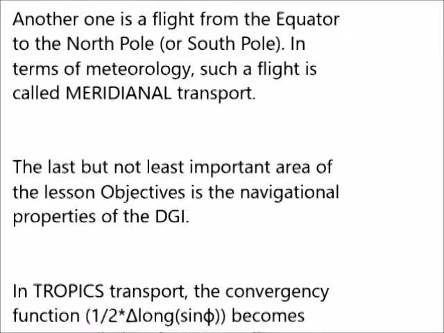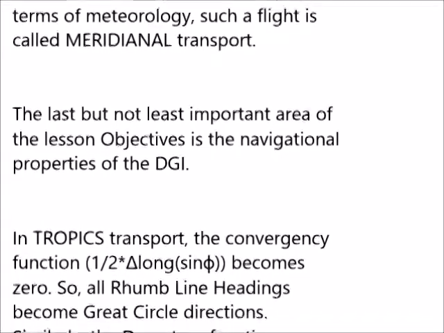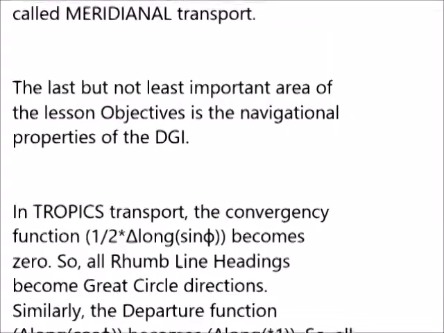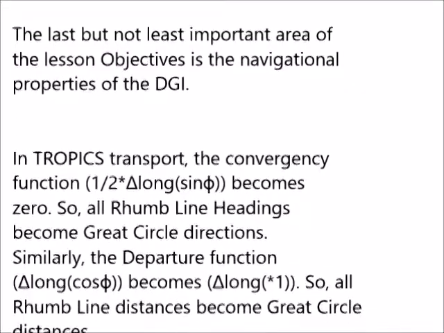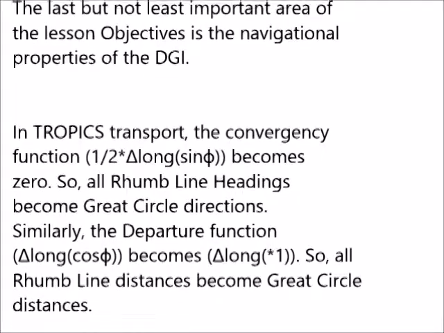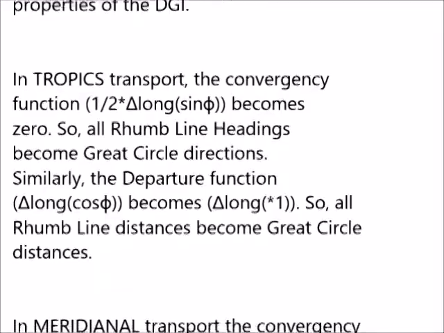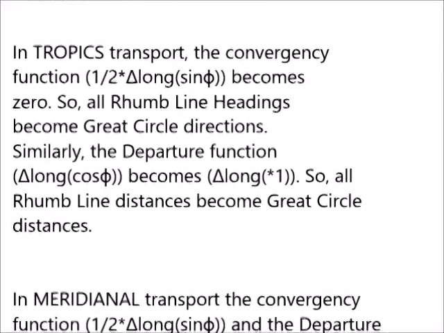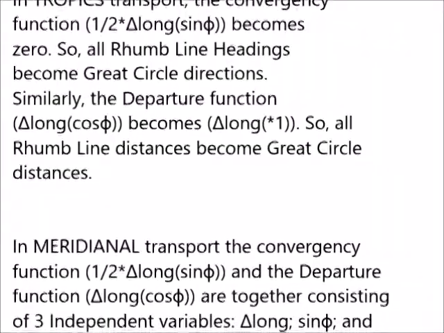In tropics transport, the convergency function, half the change in longitude times sine phi, becomes zero. So all rhumb line headings become great circle directions. Similarly, the departure function, the change in longitude times cos phi, becomes the change in longitude times 1. So all rhumb line distances become great circle distances.